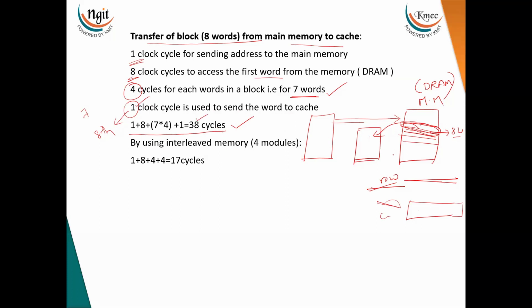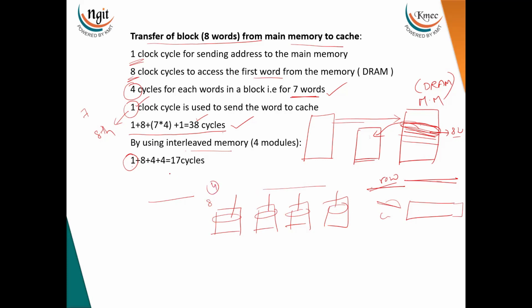Now, if instead of the large main memory, interleaved memory is used, it means four modules are connected. To send the address, first it takes 1 clock cycle, and to access 4 words by parallel accessing, to access the first word from the module, it takes 8 clock pulses. In these 8 clock pulses, a total of 4 modules are operated and 4 words are taken, and the next 4 clock cycles are for the remaining words. Now there are total 8 words, and here 4 modules are used.